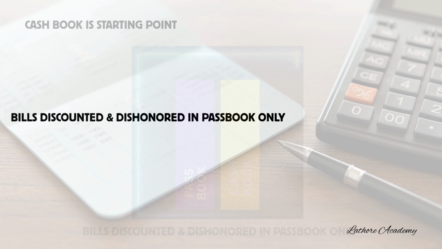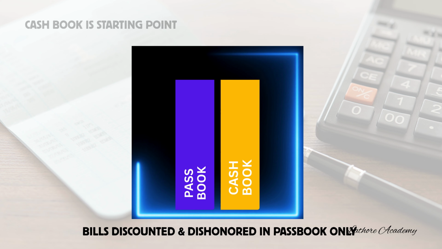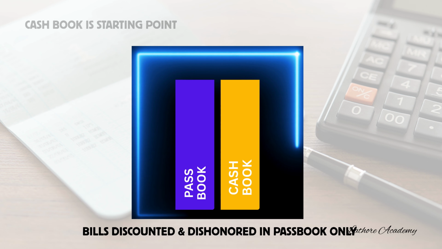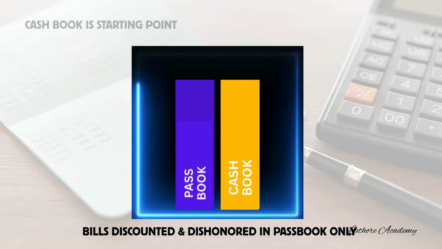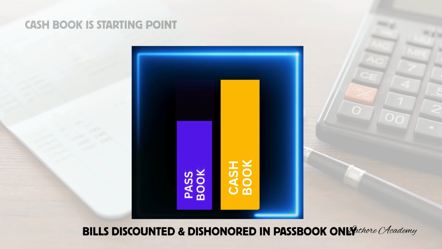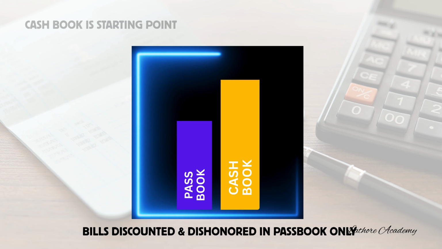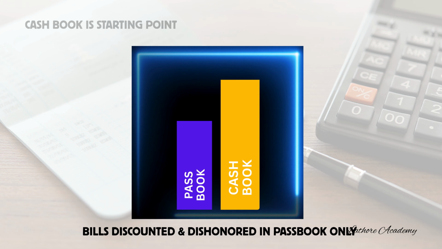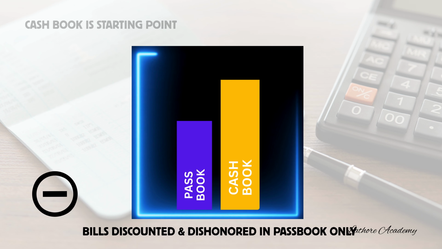Moving on to the next transaction, bills discounted previously and dishonored in the passbook only. When you discount a bill with the bank, you receive money immediately. However, if the same bill was dishonored, the bank recovers this amount directly from your bank account. Since this recovery isn't appearing in your cash book, it has appeared in the passbook first. So we have to deduct it from the cash book balance because your cash book is showing more as compared to the passbook.